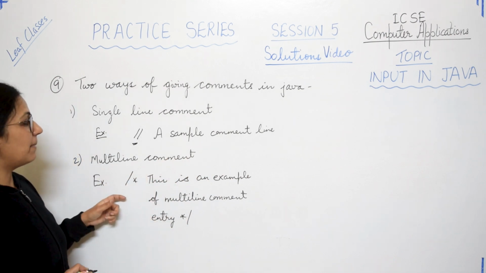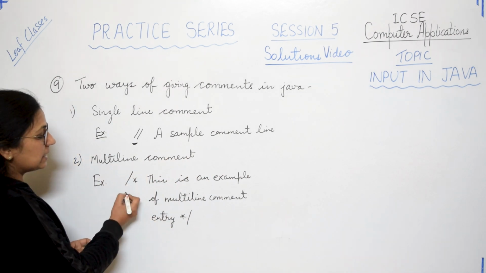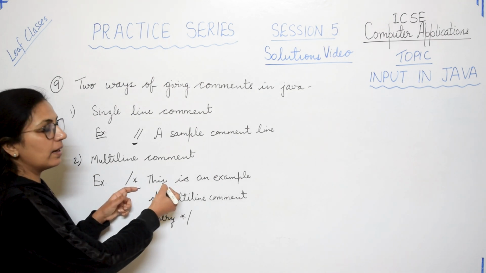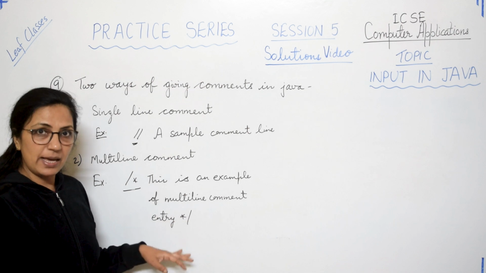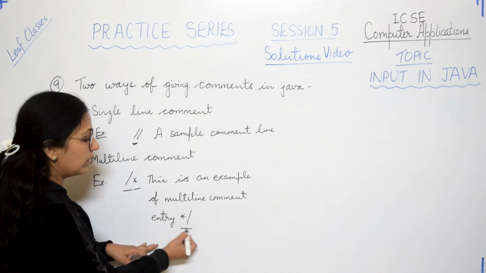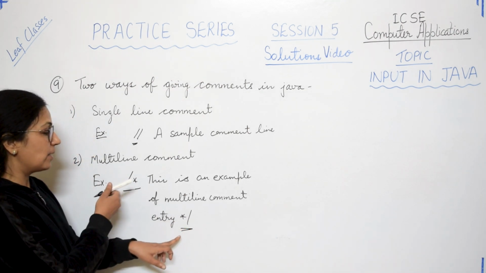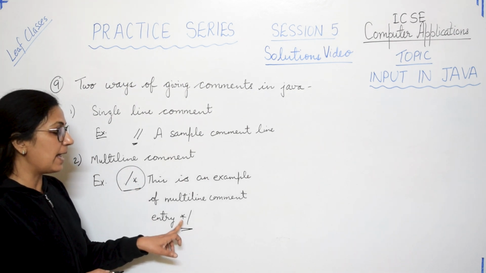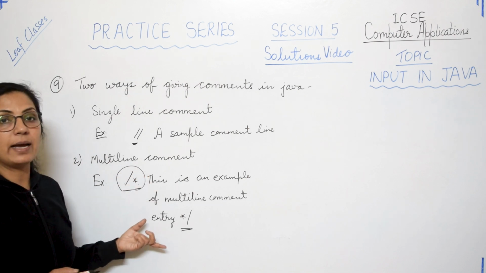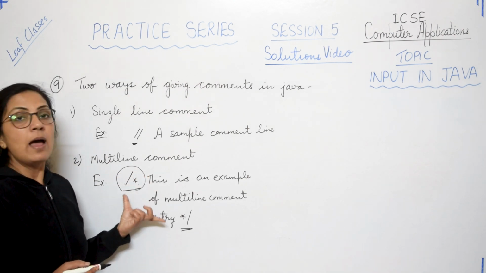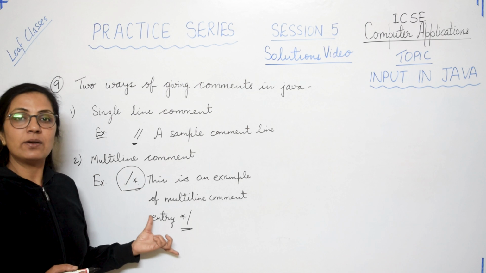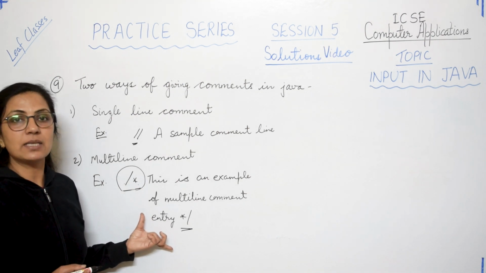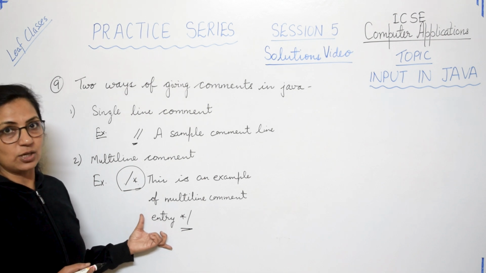And the second one is multi-line comment entry. It starts with slash and asterisk symbol, and you can give 1 line, 2 lines, 3 lines, how many lines you want, and it ends with asterisk and slash, starting with slash asterisk and ending with asterisk slash. So whatever you write within these two is taken as the comment entry and does not take part in execution, and the compiler skips those lines from the compilation process.